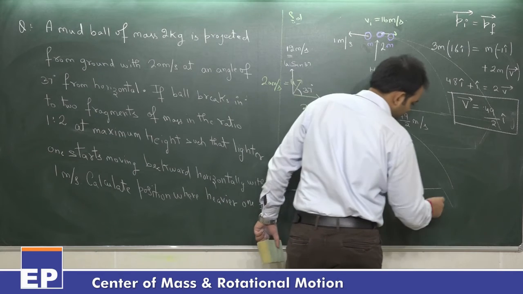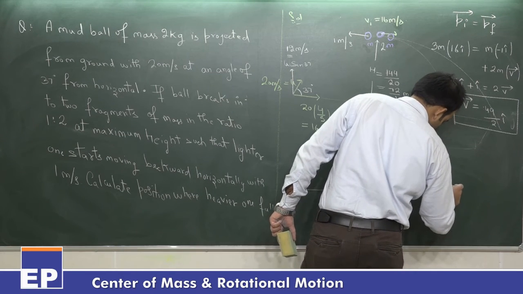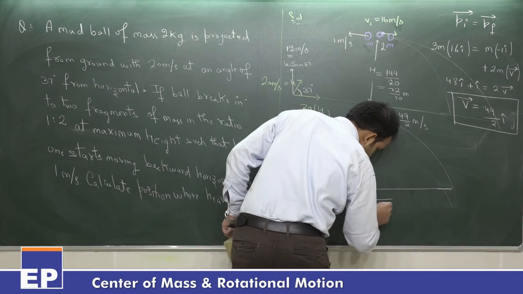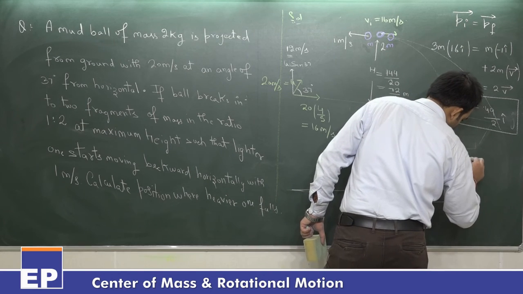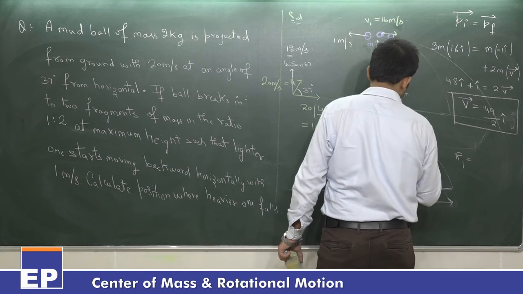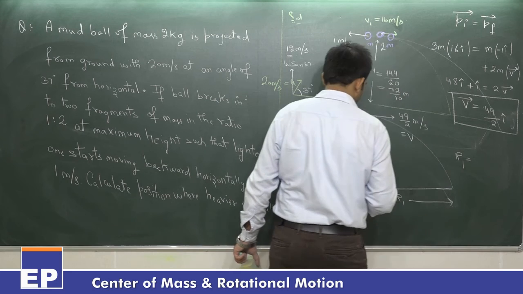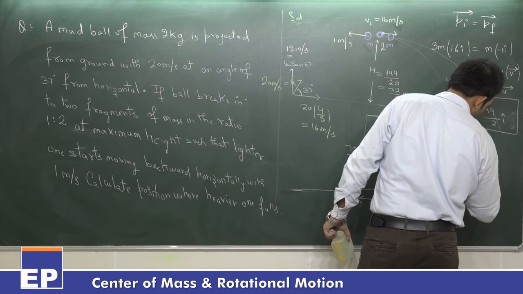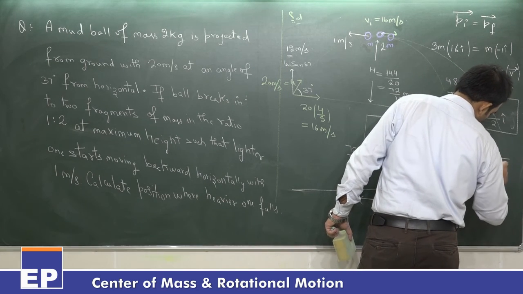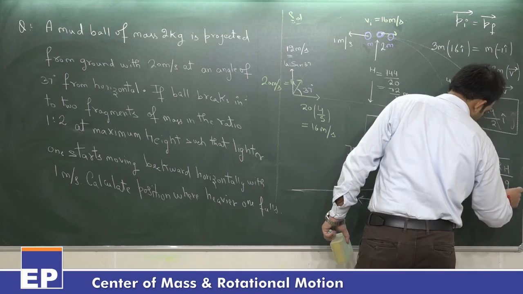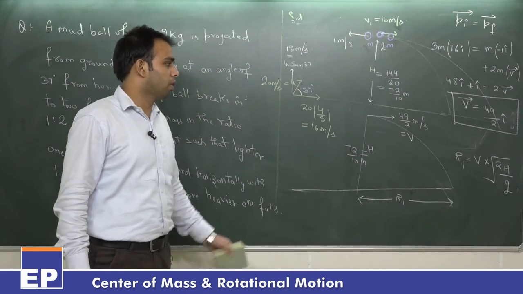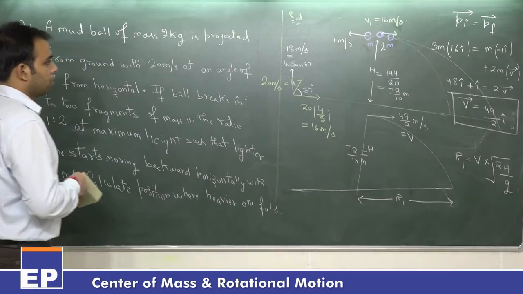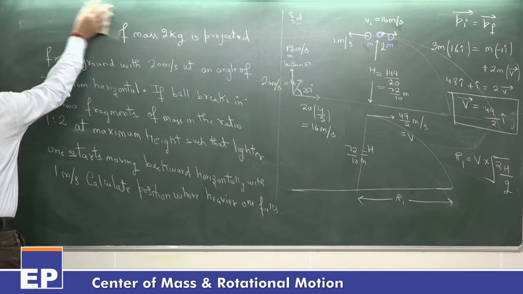So what is the time taken? Root 2h by g. So what is this range? R1 की वैल्यू कितनी आ जाएगी? Let's suppose this is v and this is h. So it will be v into under root 2h by g. This is the answer for R1. Is it clear to all of you? This is the answer for R1. Right?